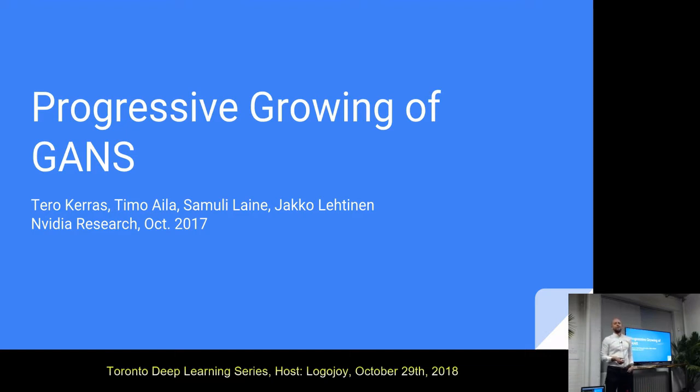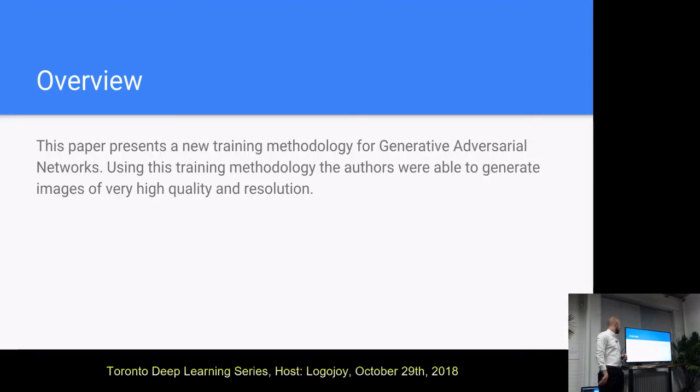Quickly, I'm Andrew Martin, and I'm a data scientist here at Logojoy. Today I'm going to be talking to you about the progressive growing of GANs paper that was written by Karras et al. from NVIDIA Research about a year ago. This paper presents a new training methodology that allows the authors to get some really impressive results.